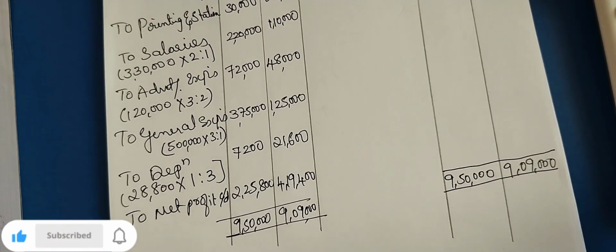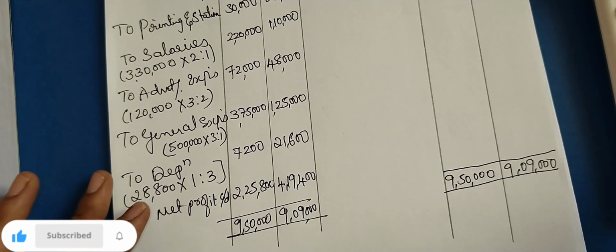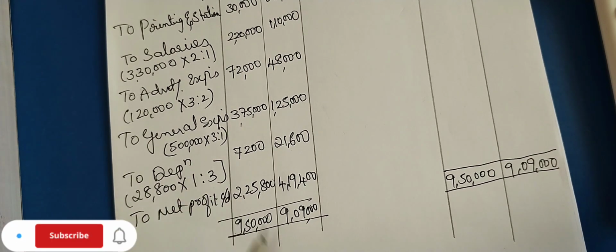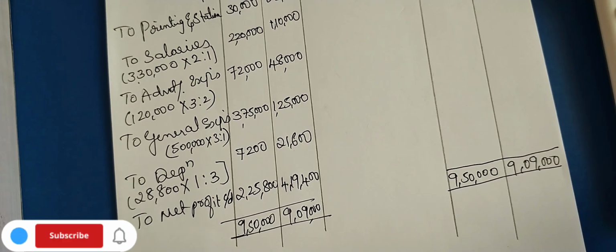In the general profit and loss account, we transfer this net profit and any common expenses which we are unable to allocate based on the apportionment. We don't have any such expenses, but we have a stock reserve here.